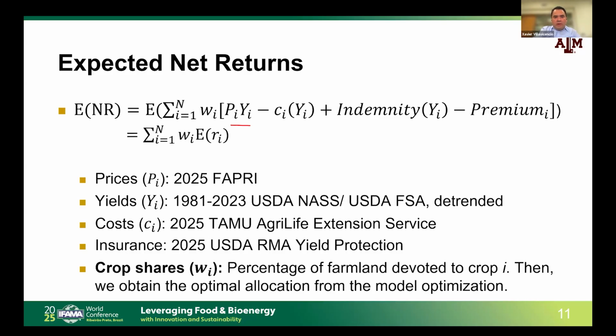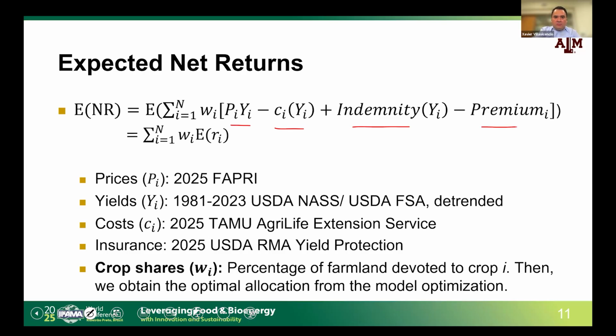And we are subtracting the production costs that depend on the level of production. We are taking the cost values from the Texas A&M AgriLife Extension Service, basically from the production budgets. We also take into account agricultural insurance. There are some agricultural insurance products here in the US in which the producer can receive an indemnity depending on the level of production. If the level of production is too low, the farmer is going to receive an indemnity. And we have to subtract the premium that the farmer is paying.